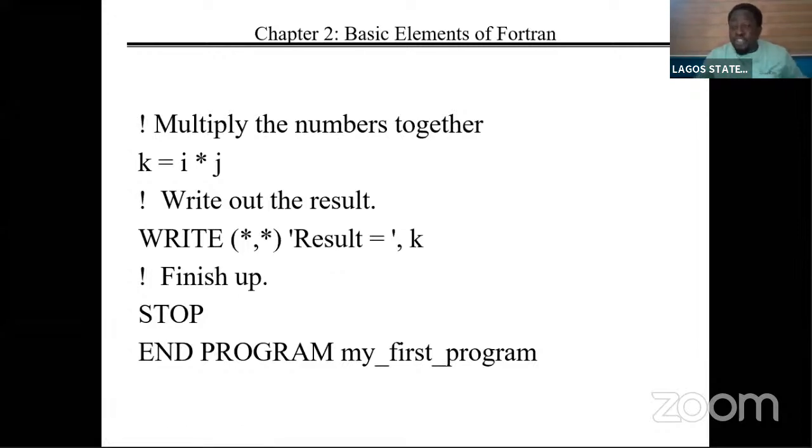Then we say finish up. Finish up here is not a command in Fortran. That's why there's a statement there that says that this is a non-executable statement called comment. Then we say stop. And after stop, we say end program, my first program. I'm happy that today you have written your first program in Fortran.